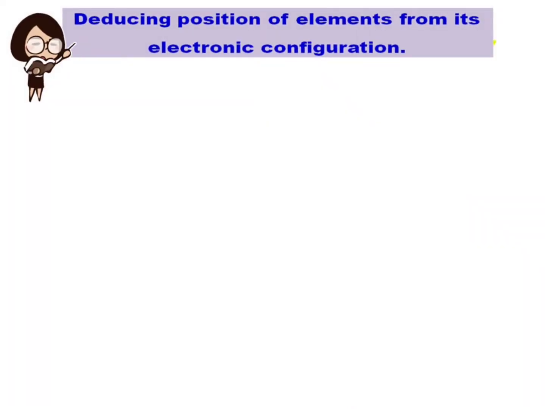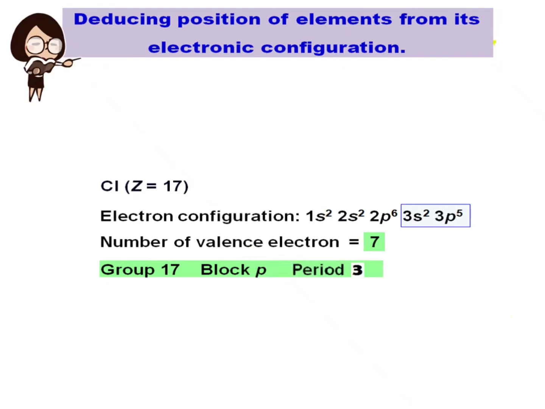Alright guys, so now we look at the other example, how to deduce the position of an element from its electronic configuration. Sebenarnya memang kena mahir ya buat electronic configuration. Kalau tak, dia akan jadi susah dekat chapter ni. Okay, so kita tengok the other version of example here. Contoh, saya kat sini saya dah bagi siap jawapan dah.